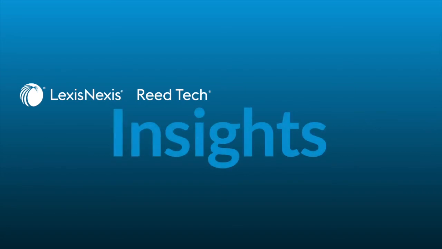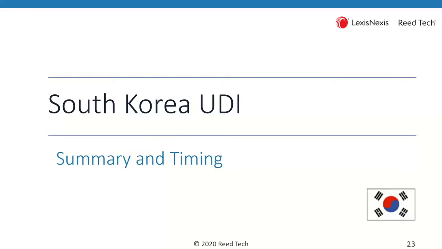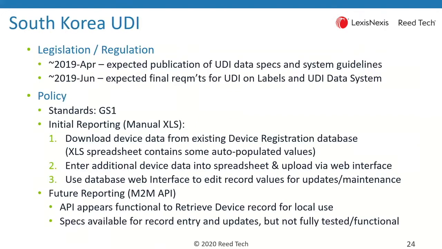data attributes. If you look at South Korea, again, the time frame is roughly the same as what we talked about in China. They put some legislation and regulation in place. Policy is a little bit different. They do make use of GS1, but there is this interaction with the device registration database that's already in place. So if you're currently selling in South Korea, you'll have some information pre-loaded and part of that particular registration process.